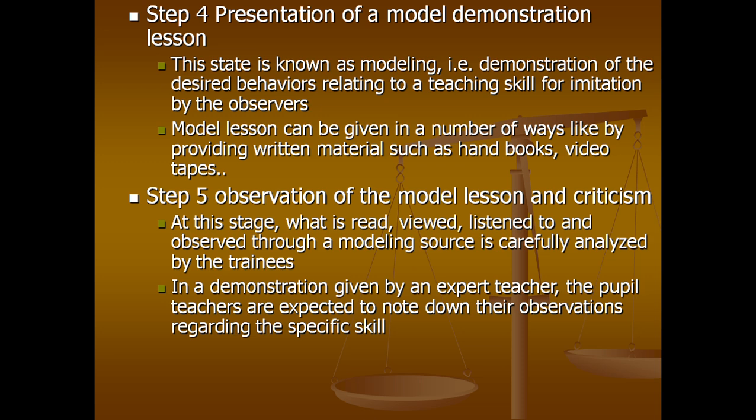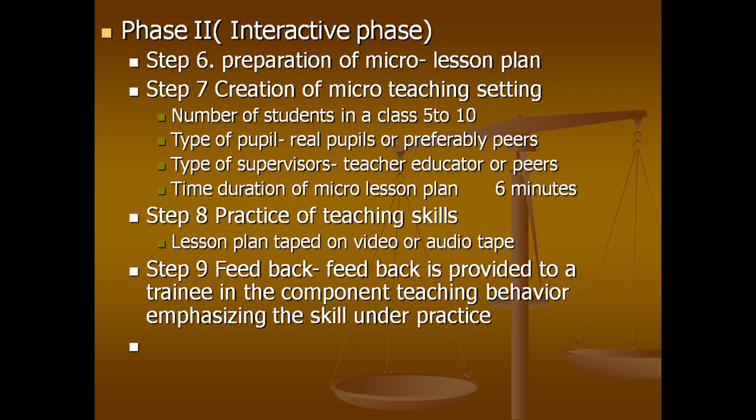Step 5, observation of the model lesson and criticism. In this stage, what is read, viewed, listened to and observed through a modeling source is carefully analyzed by the trainees. In a demonstration given by the expert teacher, the pupil teachers are expected to note down their observations regarding the specific skill. Phase 2, or interactive phase. Step 6, preparation of a micro lesson plan.